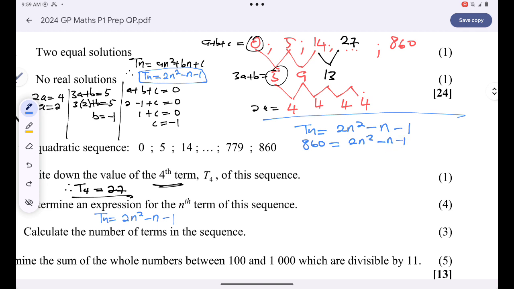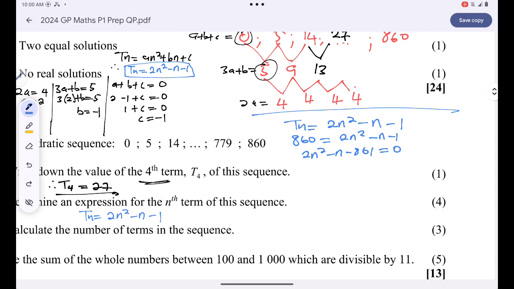Make sure your equation, guys, is in standard form. You'll end up having 2n squared minus n minus 861 is equal to 0. And then you can simply use our quadratic equation to find the factors.